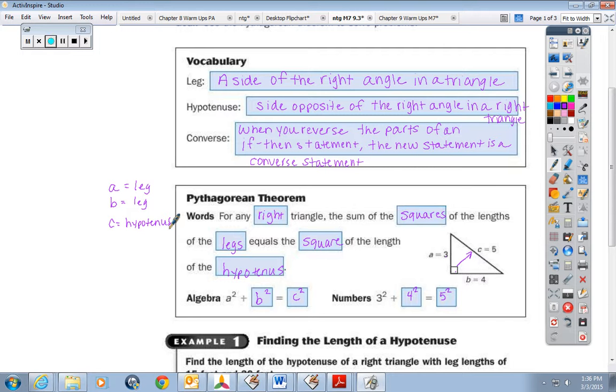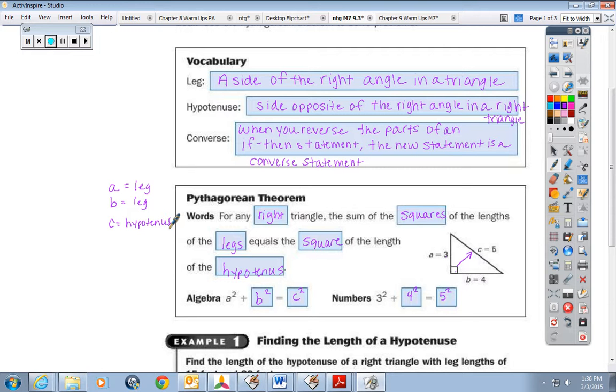a squared plus b squared equals c squared. What that means is that if you take one leg and square it and add it to the other leg and square it, it should equal the length of the hypotenuse squared.